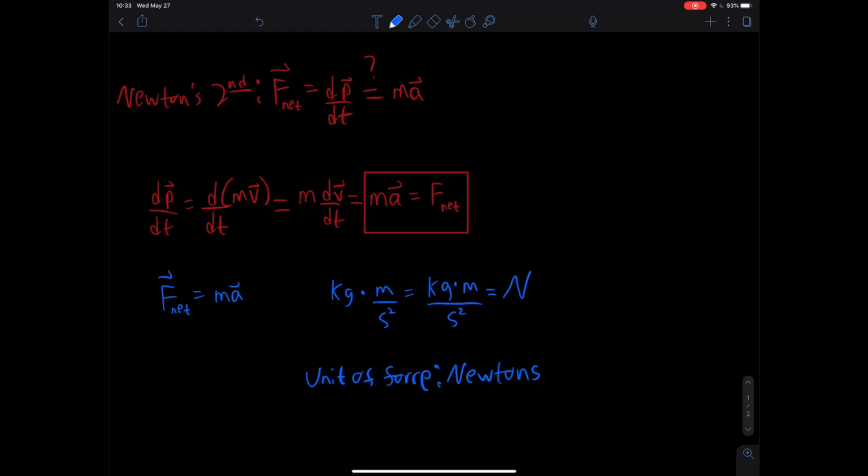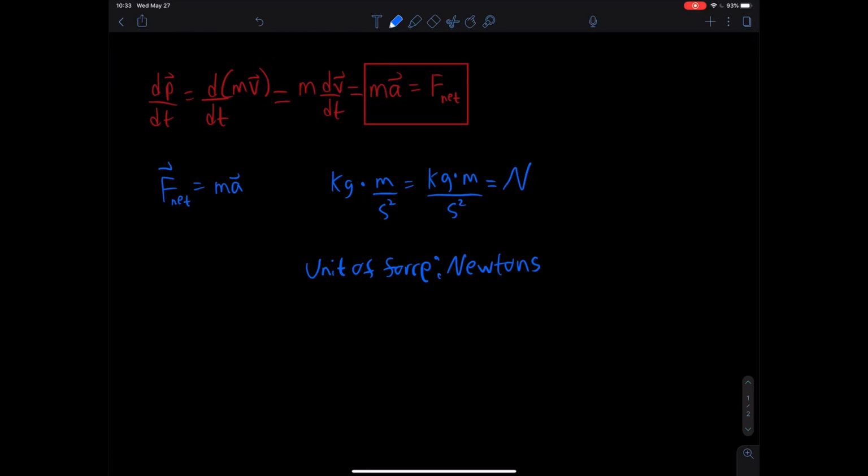And so 1 Newton is the force that you need to take a 1 kilogram mass and accelerate it at 1 meter per second squared. So let's write that down. 1 Newton is required to accelerate a 1 kilogram object at 1 meter per second squared.